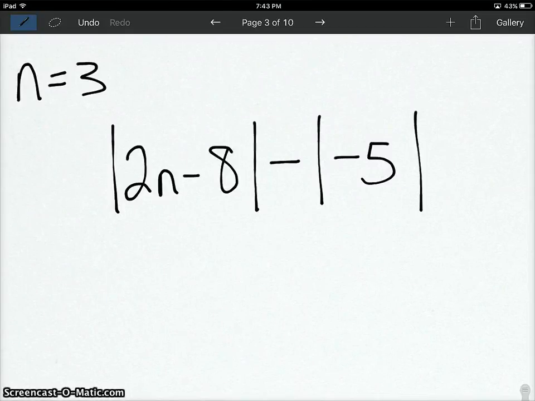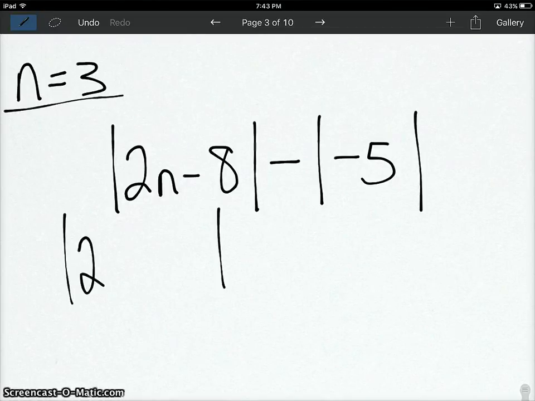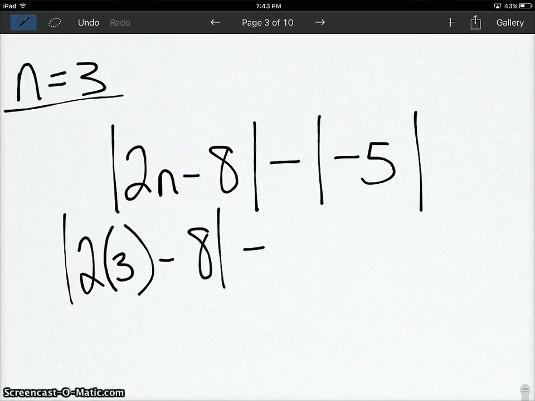This one's basically the same thing, but instead of using n equals 2, now n equals 3. And I've got a little bit of an extra step on the left side. So let's just go ahead and rewrite it, plugging in our value for our variable. 2 times, well, it was being multiplied by n. Now it's being multiplied by 3. Subtract 8, didn't change anything there. Absolute value of -5, we'll get to that in a second.